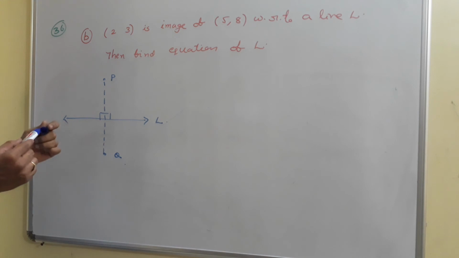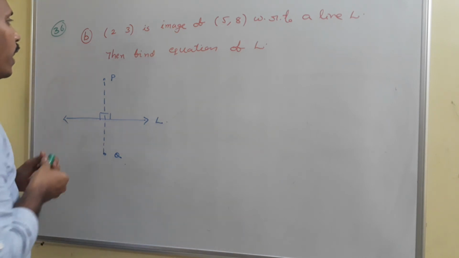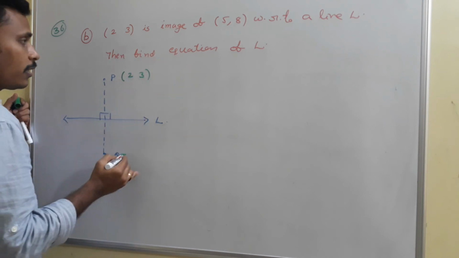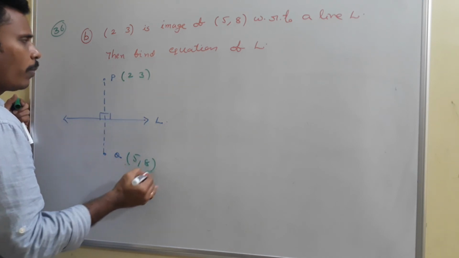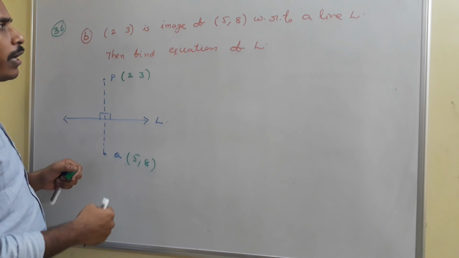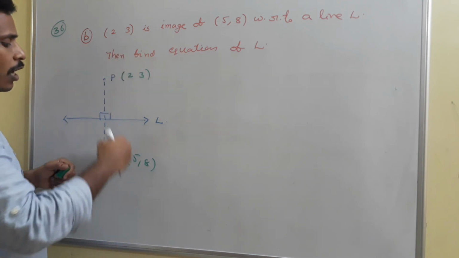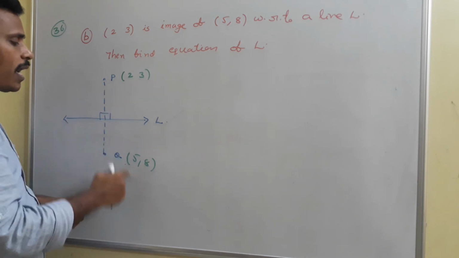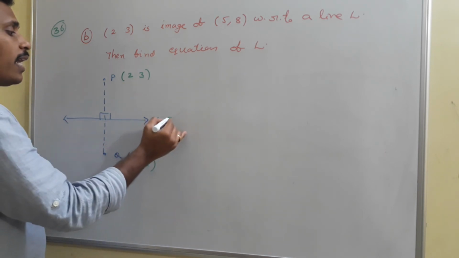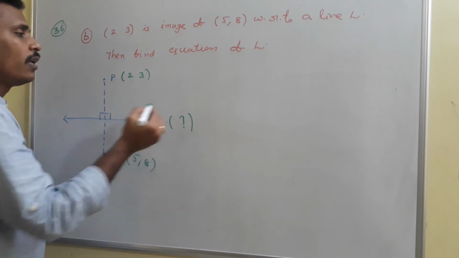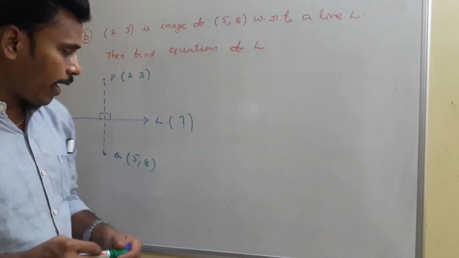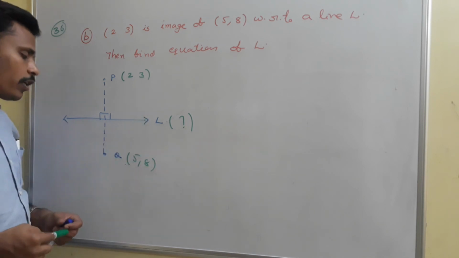But here in the question, what are they given? They gave that 2, 3 is the point and its image is 5, 8. No problem, anything. 2, 3 is the image of 5, 8. Write 5, 8 there, or 2, 3 here, no problem. See, 2, 3 and 5, 8 are images of each other, right? And this L is there and we don't know that L. That L we need to find. Very simple problem actually. We need to find the equation of L.